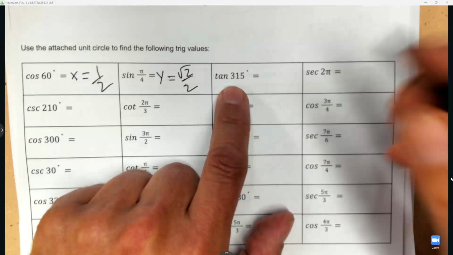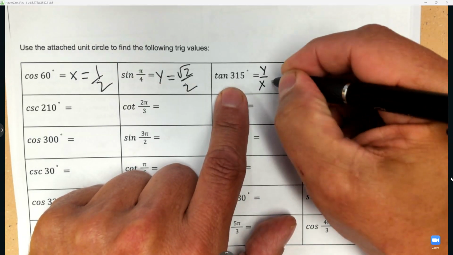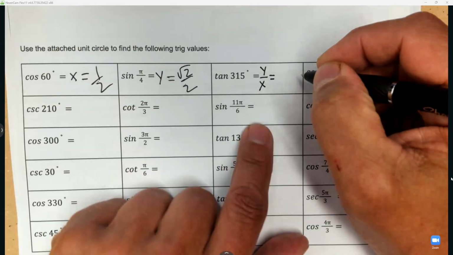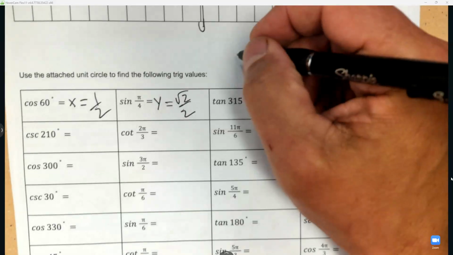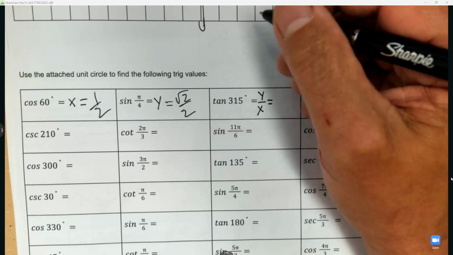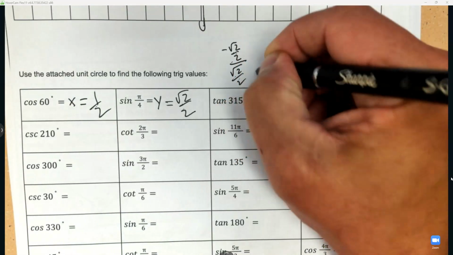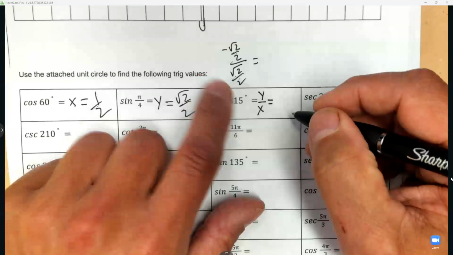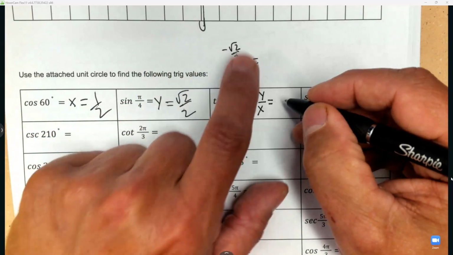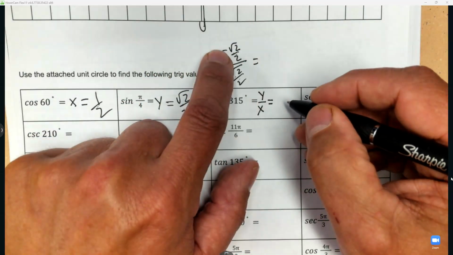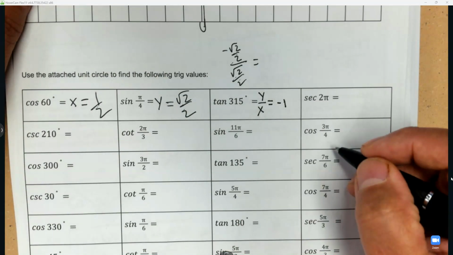All right, tangent 315. So look for the rule. You should press pause and try it first, and see if you got the answer right. Now, y over x, I'm going to do that above here. So the y value is negative root 2 over 2, and the x value is positive root 2 over 2. When the numbers are the same and you divide, that answer is going to be 1. Because we have a negative divided by a positive, the answer is going to be negative 1.